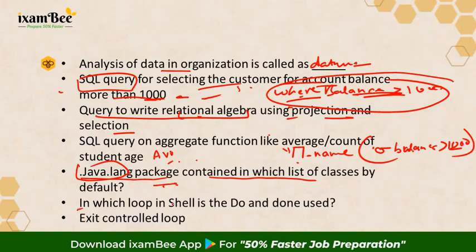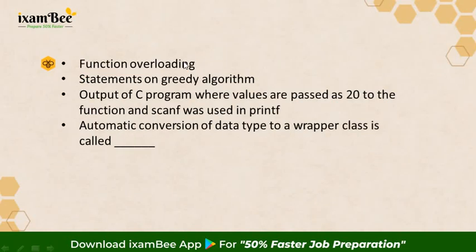Then there was a question, again repeated, based on shell programming. Then there was a question related to loops. Then one question is related to function overloading. What is function overloading? Function overloading means having multiple functions with the same name but different parameters. Then one question is on greedy algorithms.